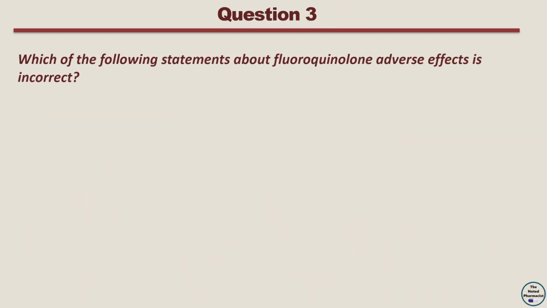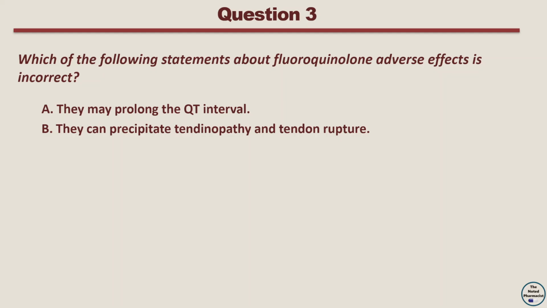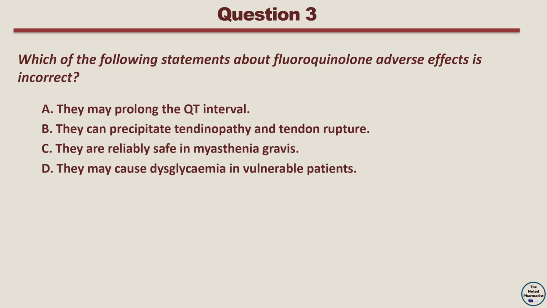Question 3. Which of the following statements about fluoroquinolone adverse effects is incorrect? Option A. They may prolong the QT interval. Option B. They can precipitate tendinopathy and tendon rupture. Option C. They are reliably safe in myasthenia gravis. Option D. They may cause dysglycemia in vulnerable patients. Option E. They can increase Clostridioides difficile risk.